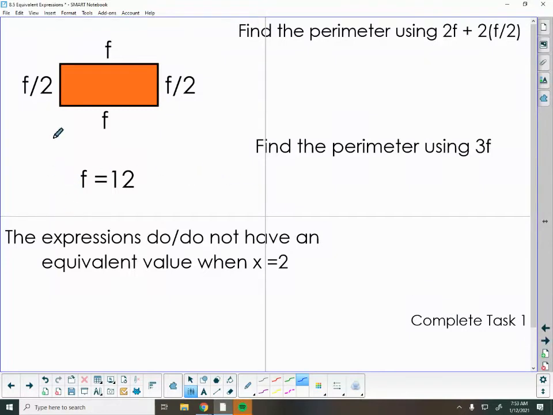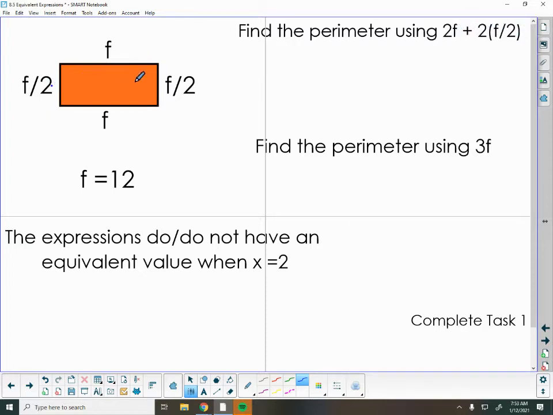Hey, here we're going to find the perimeter of this rectangle. Both of these sides are f, and these sides are half of f. So this tells us how to find the perimeter. So f equals 2. So we have 2 f's plus 2 halves of f.